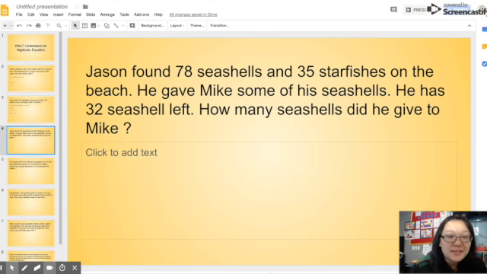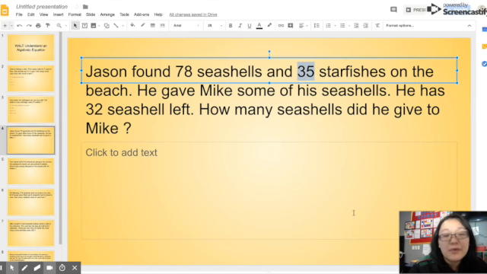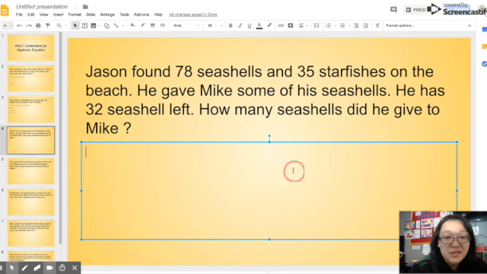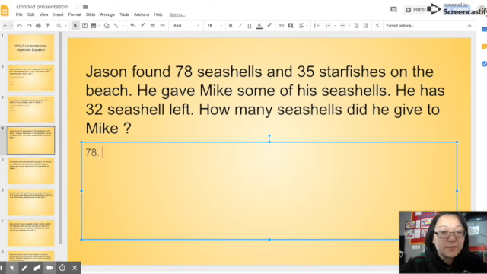So this is a question about seashells. So what's the number that's totally useless? The 35. We don't need to hear about the 35. So we're just going to ignore that. So the numbers we're dealing with are 78, 32, and n, the unknown. So the unknown is how many seashells did he give to Mike.